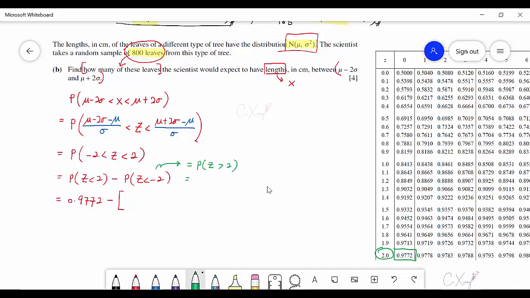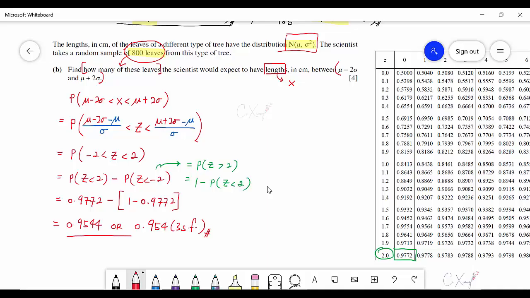And to get z greater than 2, in our table they only provide the smaller area, so it is equivalent to 1 minus the probability of z smaller than 2. Which means I have 1 minus 0.9772 in this case. Then by just pressing the calculator, you should get the answer, which is 0.9544, or 0.954 in 3 significant figures. Okay, so this is how we actually use a normal table to find the probability.